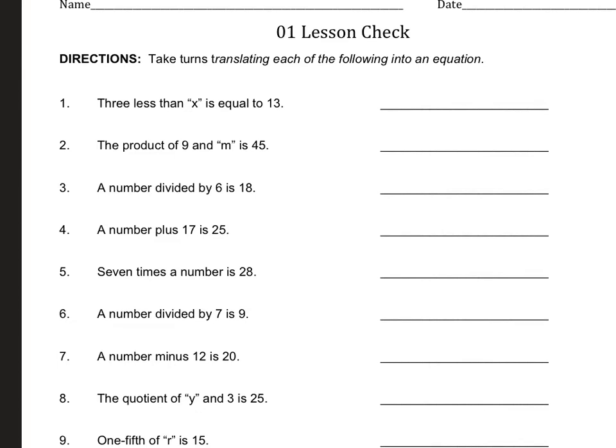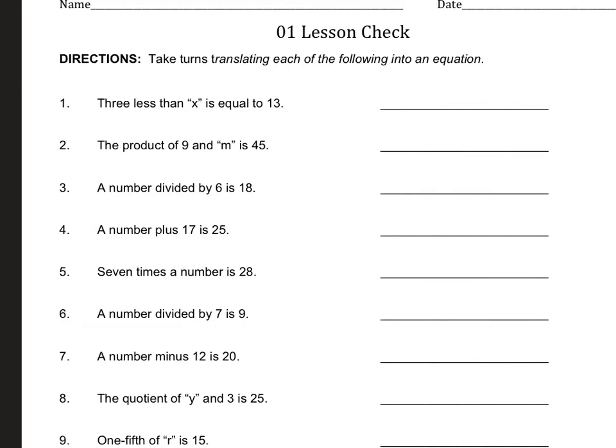Everybody, right now we are going over the 0-1 lesson check, and it says to take turns translating each of the following into an equation. So I want you to go ahead and tell me what answer you got for 1, and then we're going to check it together.